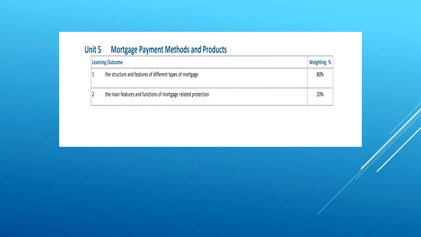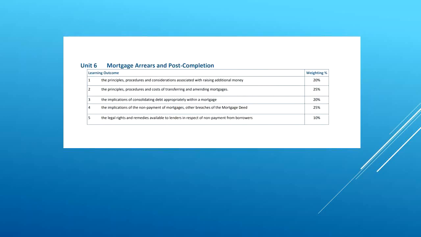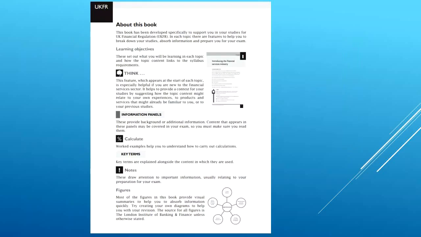Then unit 5 tells you about the structure and features, different types of mortgages. So they assess you on that for unit 5. For unit 6, they assess you on the implication of consolidating debt. Vulnerable customer, I'll talk about that in detail in a bit.